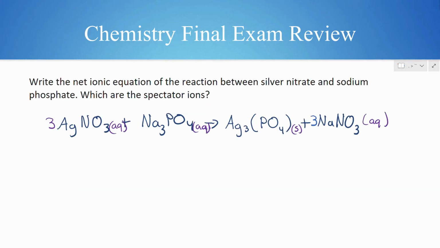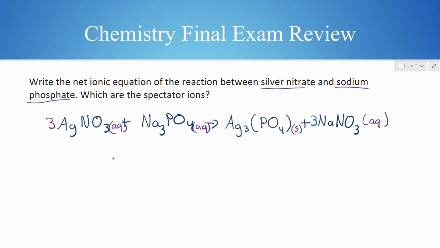proton acceptor. Write the net ionic equation of the reaction between silver nitrate and sodium phosphate. Which are the spectator ions? Here we have the molecular formula with the reactants of silver nitrate and sodium phosphate written out, along with their products. This is a double displacement reaction, so these products were made by, well, the first one was made by combining the outer parts, and this sodium nitrate was made by combining these inner parts.